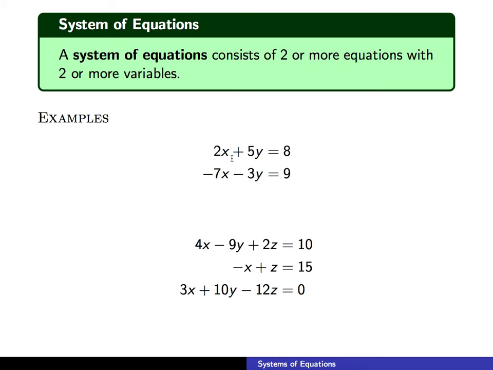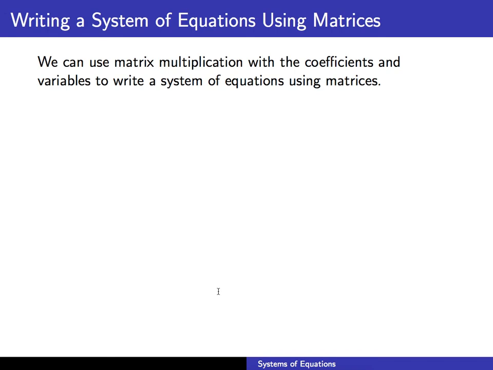The graphing method would be a little bit more difficult for something like this one down here that has 3 variables and 3 equations. And the substitution method might be a little bit troublesome as well, although it could be solved using a combination of substitution and elimination, but it might be a little bit tricky. Here we're going to find a real quick way to solve any system of equations, no matter how many equations we have. So we can use matrix multiplication with the coefficients of the terms on the left-hand side to write a system of equations using matrices.